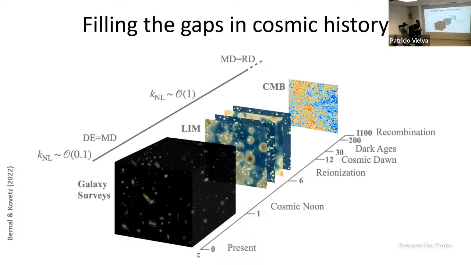And right now, experiments like HERA are putting a lot of effort into getting measurements at these redshifts. And the forecast is that the information that we will be able to get about models like axions or millicharged dark matter that scatters with baryons very, very faintly is very powerful and very complementary to the constraints that we have from the CMB.